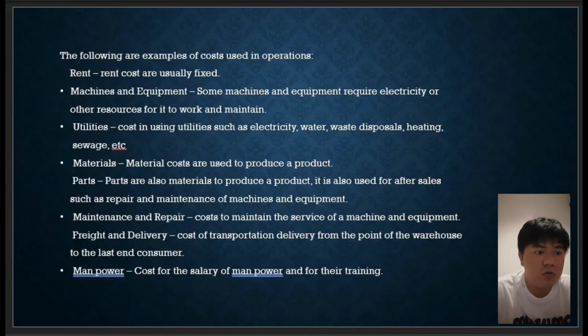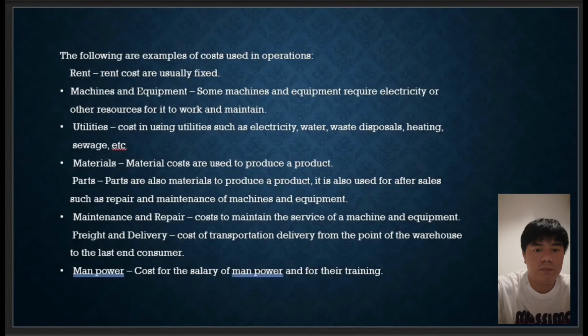And next is materials. Material costs are used to produce a product. And the next one is parts. Parts are also materials, and to produce a product, they are also used for other purposes such as repair and maintenance of machines and equipment.